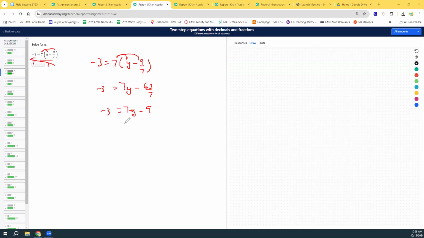And now I'm just going to add the 9 to both sides. And that would be -3 plus 9 is 6 over 7y.